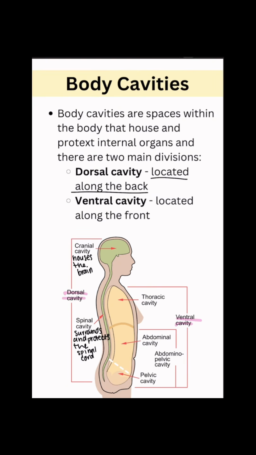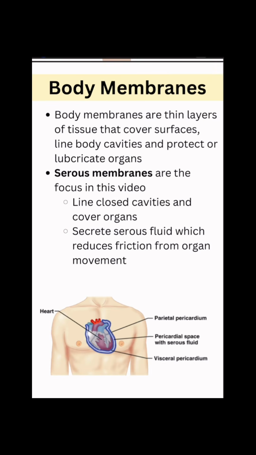The ventral cavity is a little bit more complex because it's broken up into different regions, including the thoracic cavity, abdominal cavity, and pelvic cavity. But for today, I'm going to focus mainly on the thoracic cavity and the abdominal cavity because that is what connects us to the concepts of body membranes. So, what are body membranes? They are thin layers of tissue that cover surfaces, line body cavities, and help protect or lubricate organs.